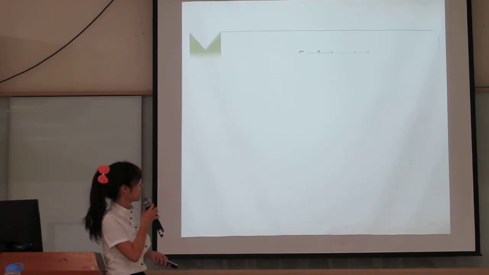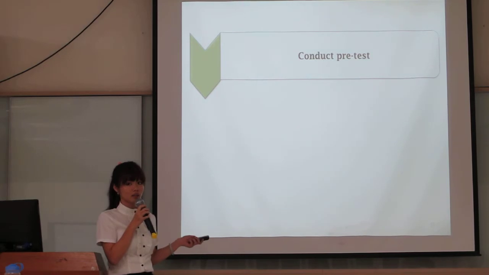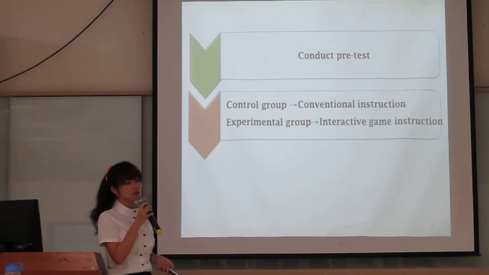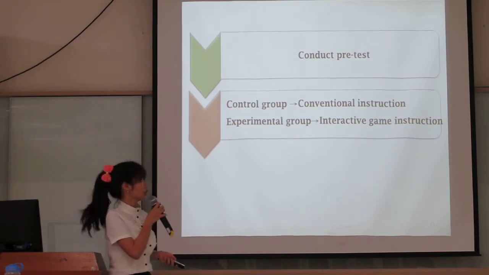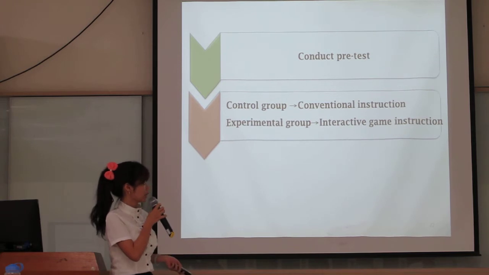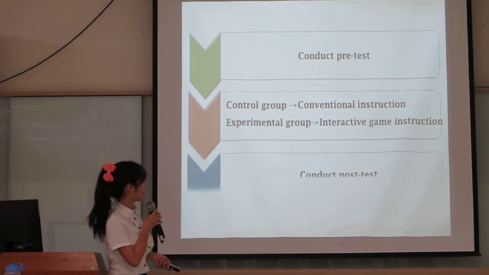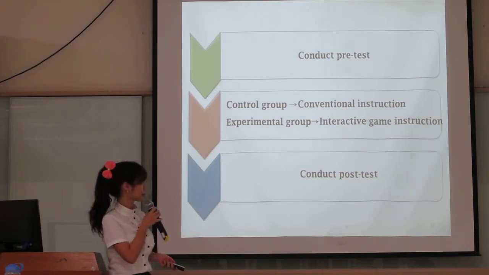Procedure. Both the experimental group and the control group will take a pre-test, and then the control group will be taught with conventional instruction, and the experimental group will be taught with interactive game instruction. In the end, they will take a post-test.